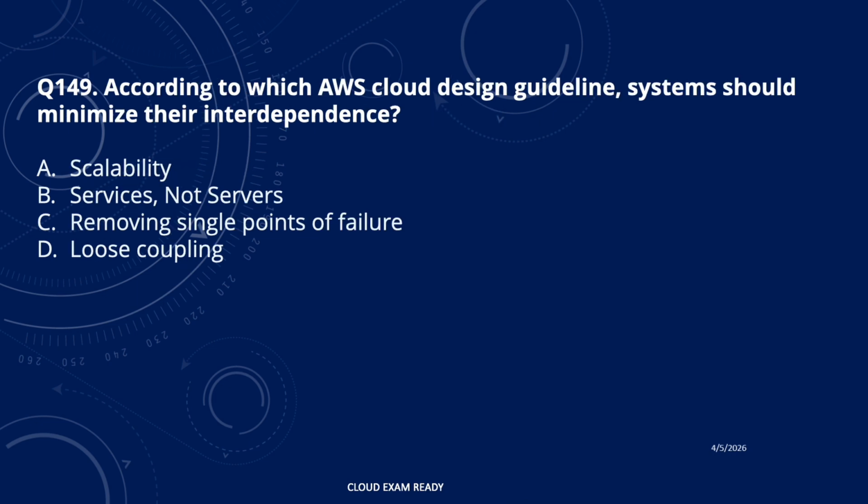Next, question number 149. According to which AWS Cloud design principle should systems minimize their interdependence? So this one is a very common question, and I think in the exam also you will be seeing this question. So we have options. Option A, scalability. Option B, services not servers. Option C, removing single points of failure. And option D, loose coupling. So here the correct answer is option D, loose coupling.